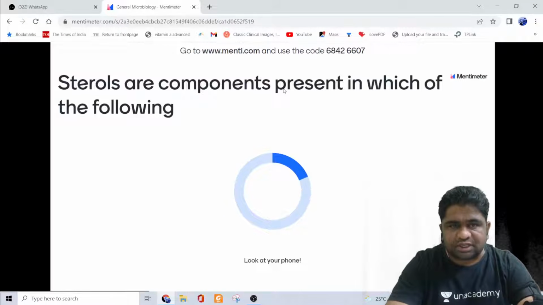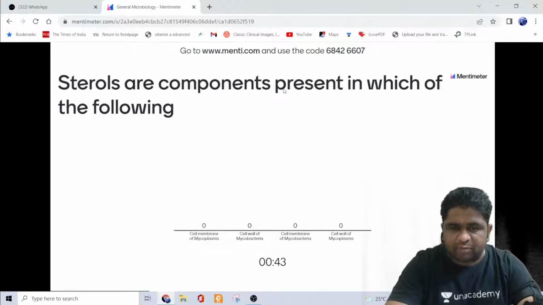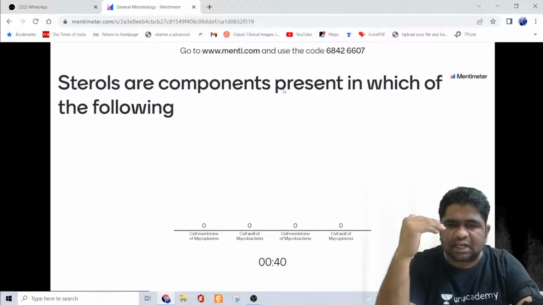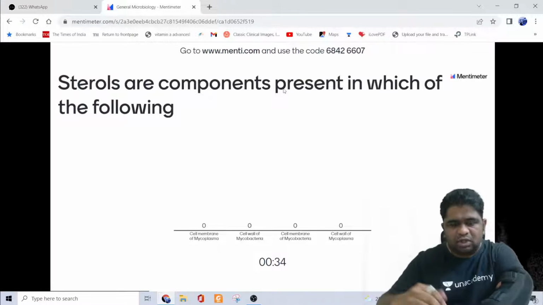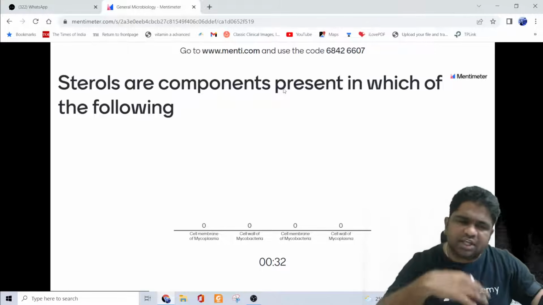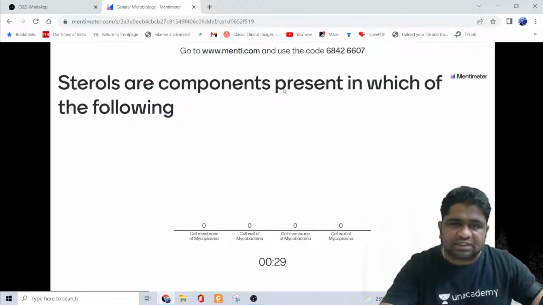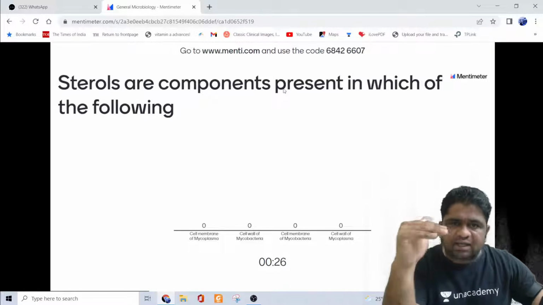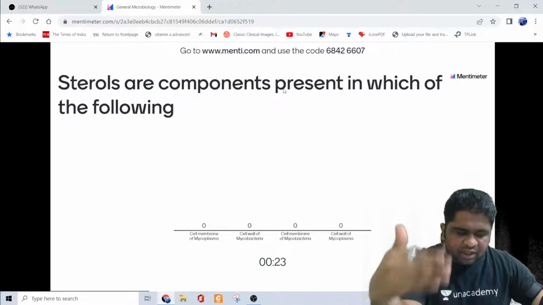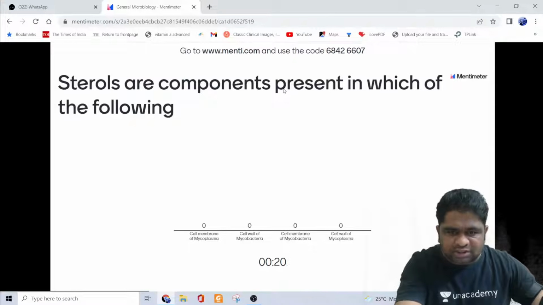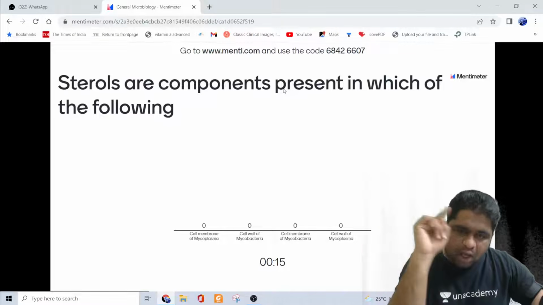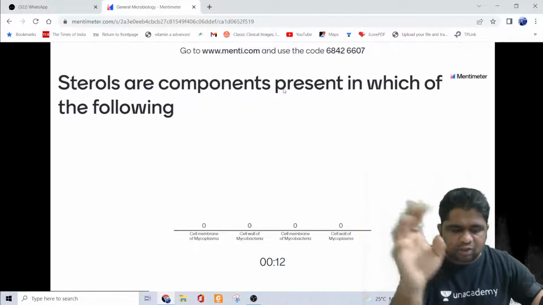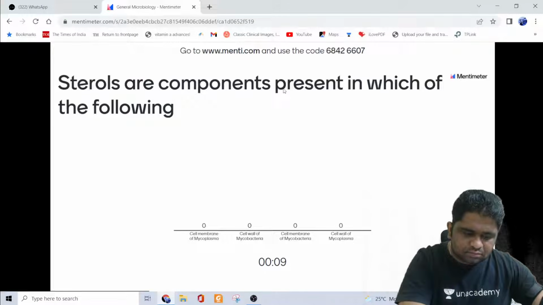The sterols are components present in which of the following? Cell membrane of mycoplasma, cell wall of mycobacteria, cell membrane of mycobacteria, cell wall of mycoplasma. This was not taught in the class just now. This is a new question. Just try to answer this. Give me whatever answer you feel like. Generally, bacteria are not supposed to contain sterols. I repeat, generally, bacteria are not supposed to contain sterols. But if at all they are, are they present in mycobacteria or mycoplasma? Are they present in the cell membrane or the cell wall? That is the question. Yes, come on, people.